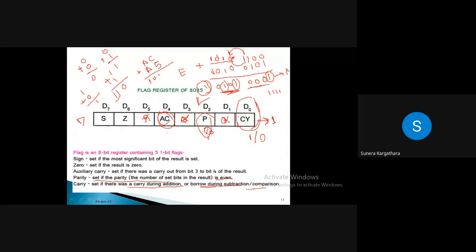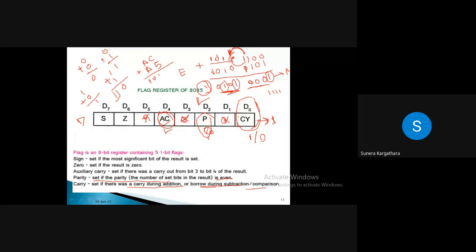Am I communicating? Suppose here your number is 1 1, so 1 1, the result is 0 and carry is 1. That means carry is propagated from lower nibble to higher, lower order 4 bit to higher order 4 bit, or from D3 bit to D4 bit. If this kind of condition occurs, your auxiliary carry flag will be set to 1.